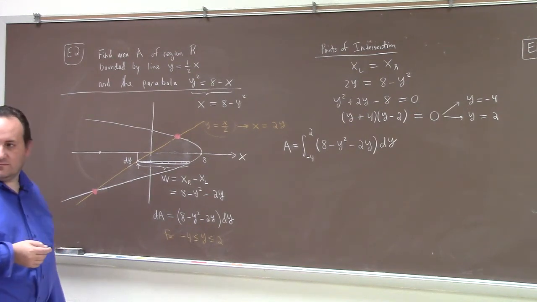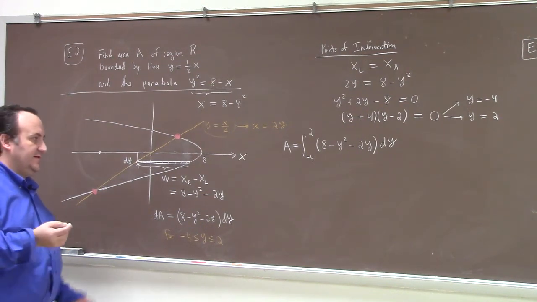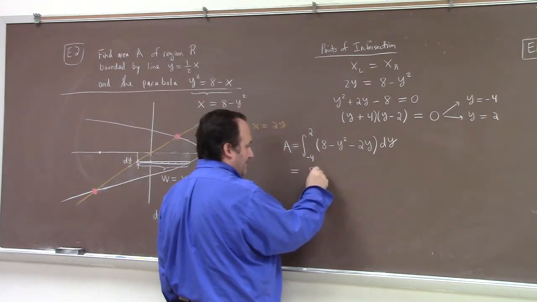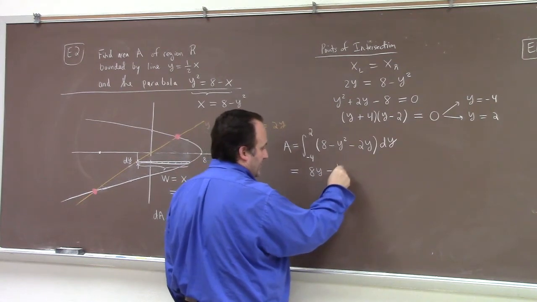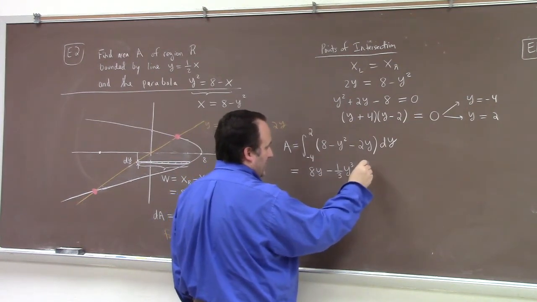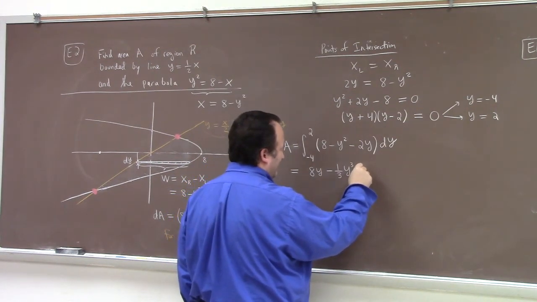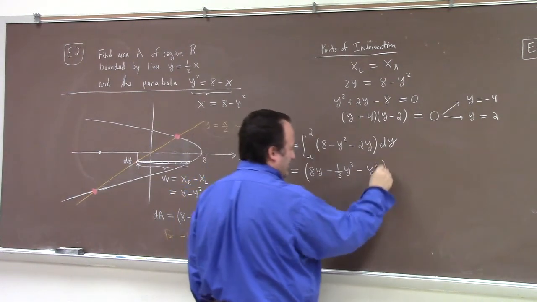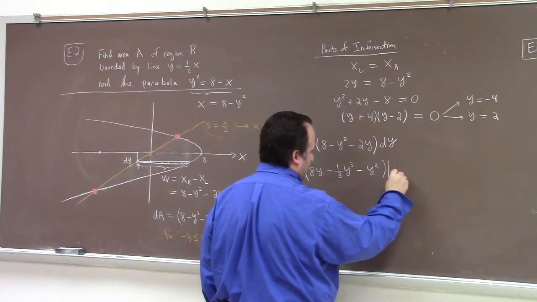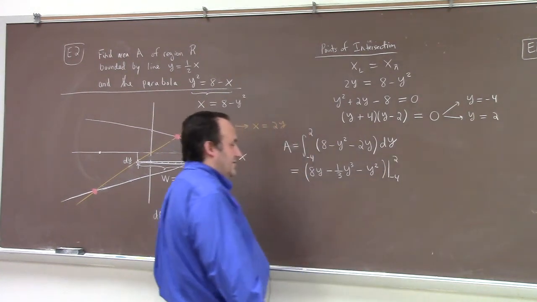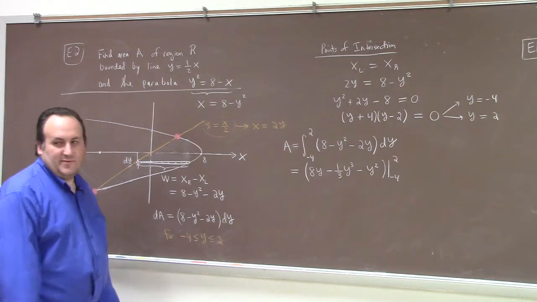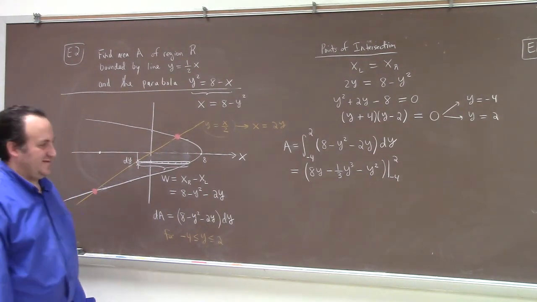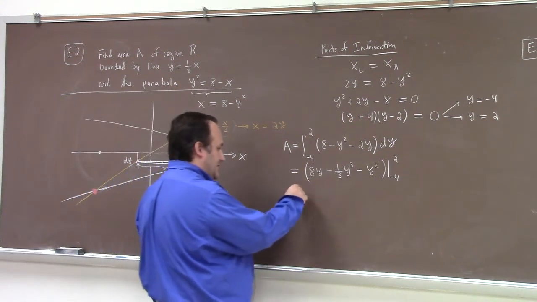Does that make sense? Yeah. So we're integrating. Now we need to integrate. So we've got 8y minus 1/3 y cubed minus y squared, evaluated from minus 4 up to 2. No symmetry in this problem, you know. There's no nice, we'll just double it from 0 to something. I mean, it's just what it is. It's just a little bit ugly, but we can do it.